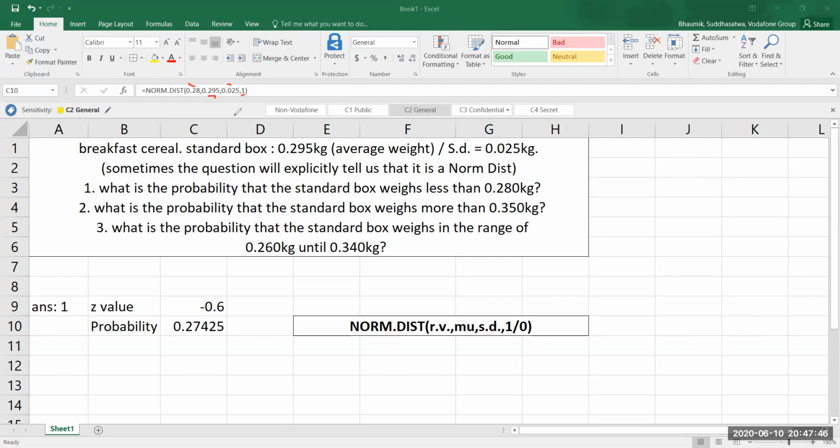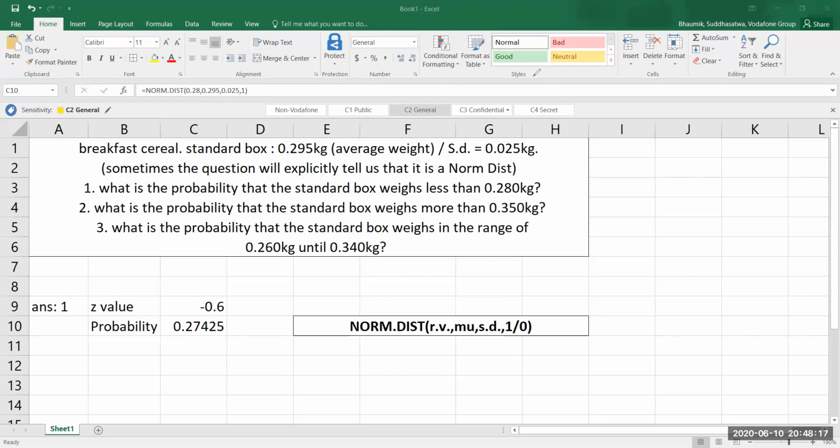Instead of 1 and 0, it is easy for me to understand Boolean in terms of 1 and 0 because of my programming background. But if you are okay with using true and false, that's also fine because this function is going to support both. There is no problem. You can replace 1 with true and 0 with false, not an issue. Once I put this over here, I get a number. Okay, this is my answer. I simply take this number and multiply it with 100.